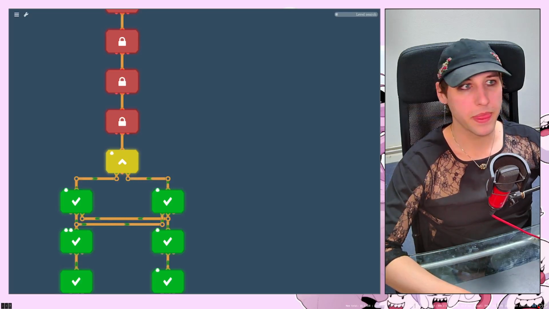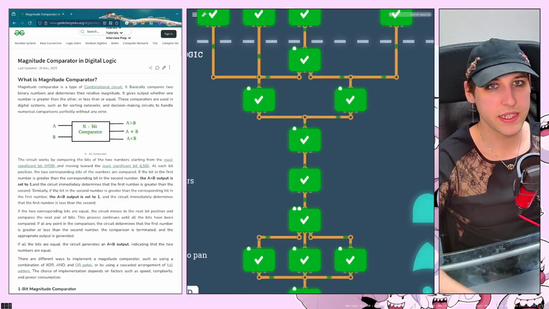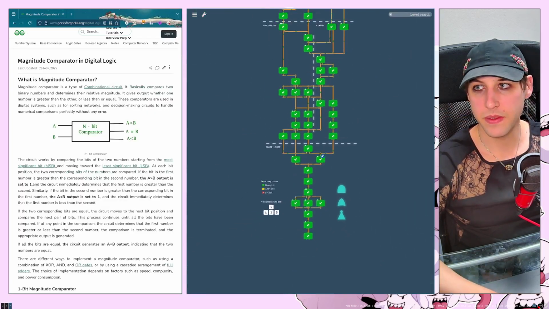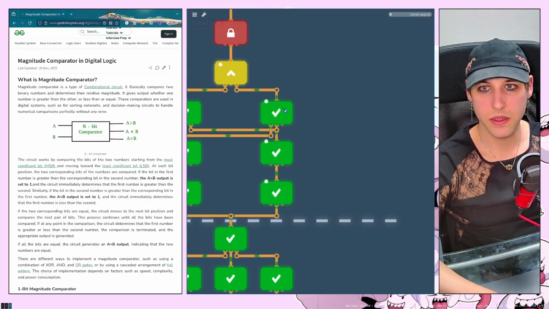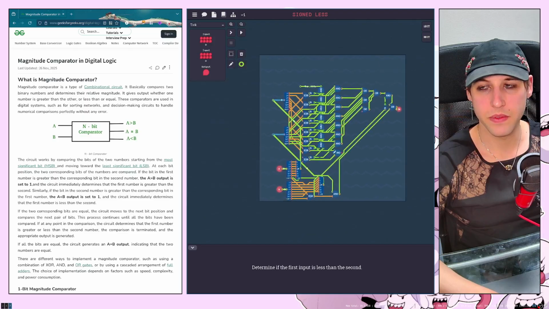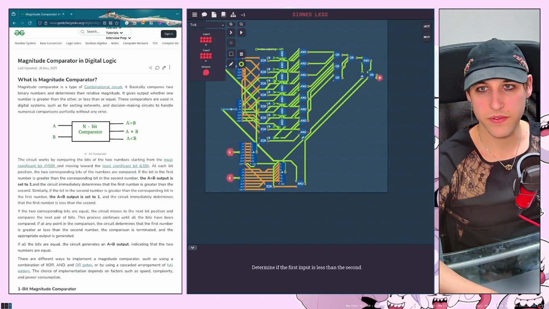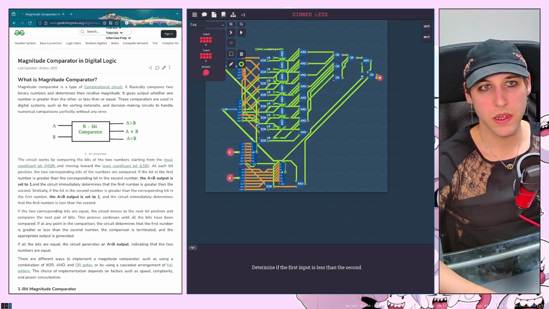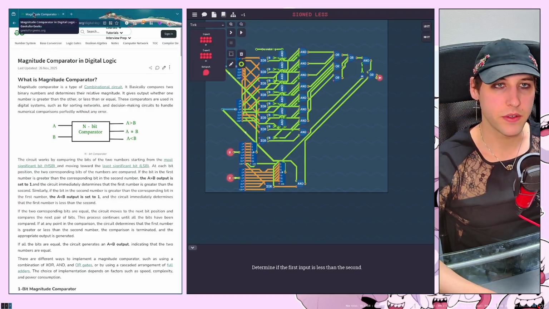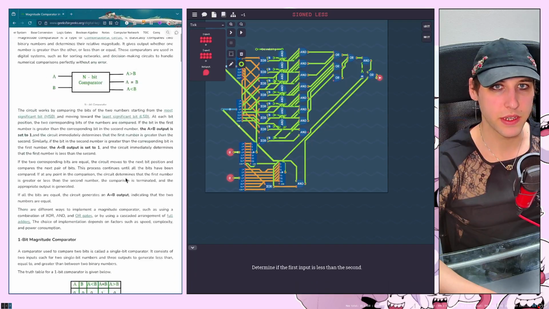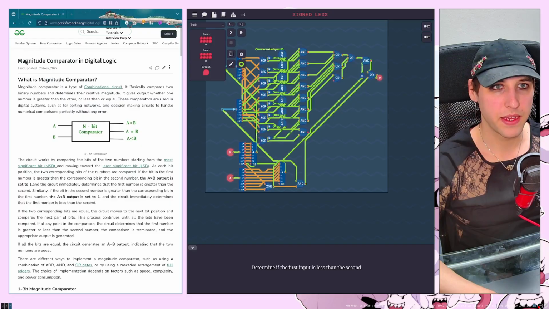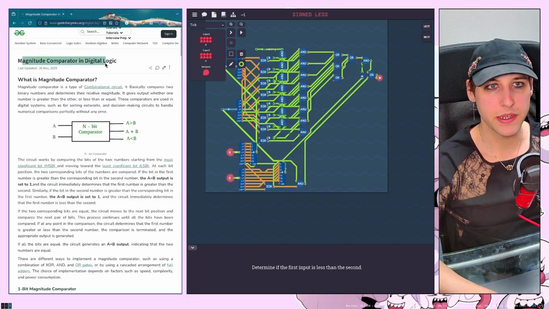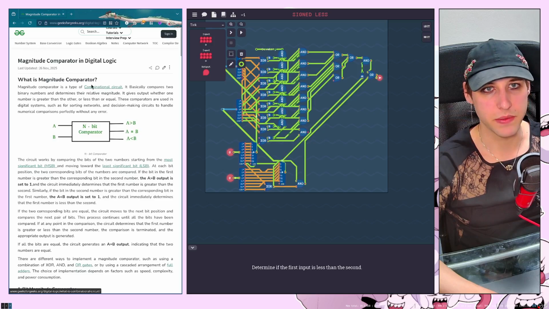Oh, and by the way, since I had a few difficulties figuring out how to solve this level again, I already told you about this. There's this website called Geeks for Geeks, and yeah, the component that we were building is basically a magnitude comparator.